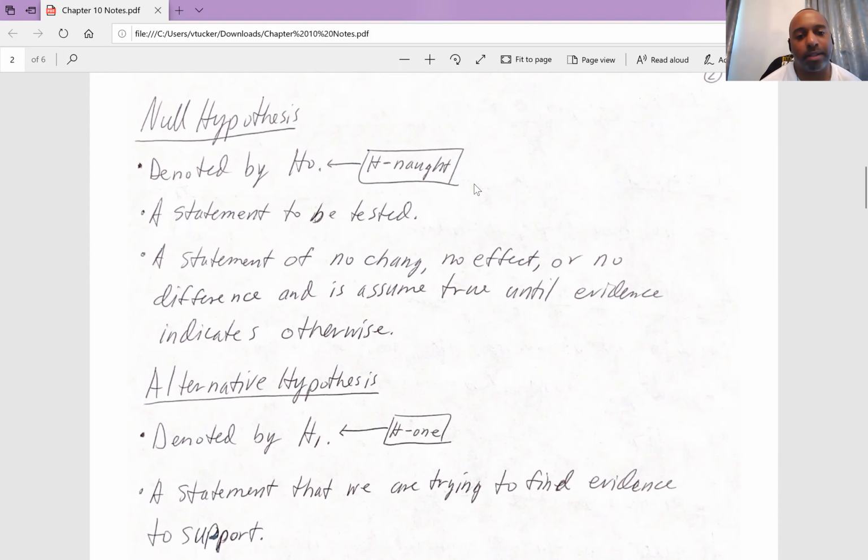Your alternative hypothesis is denoted by H1, H sub 1, and it's the statement we are trying to find evidence to support. So H naught, your null hypothesis, is a statement that you assume to be true. And then your alternative way of thinking, your alternative hypothesis, is the statement that you bring and you're trying to find evidence to support.